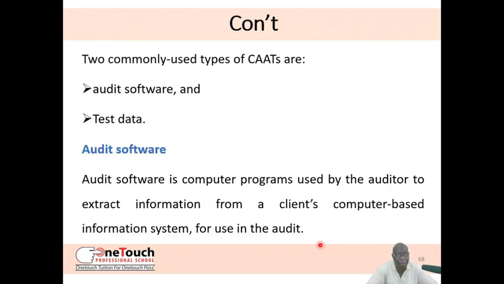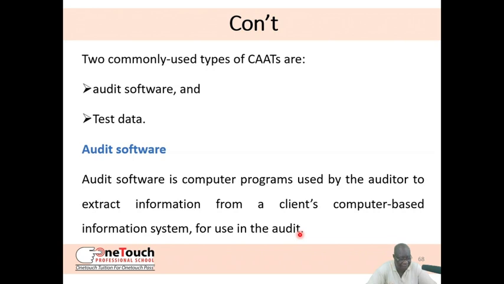We have two main types of CATs: audit software and test data. What is audit software? Audit software is computer programs used by the auditor to extract information from a client's computer system for use in the audit. So you extract information from that.